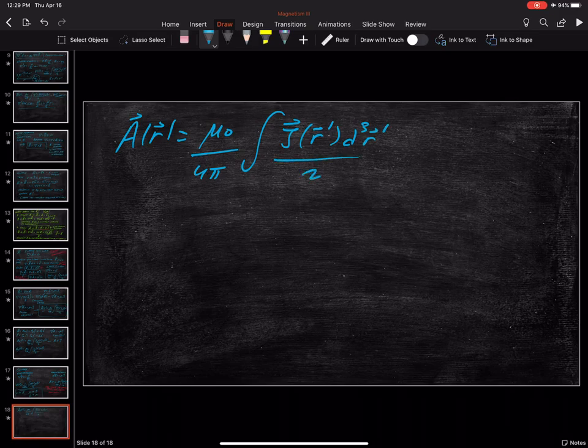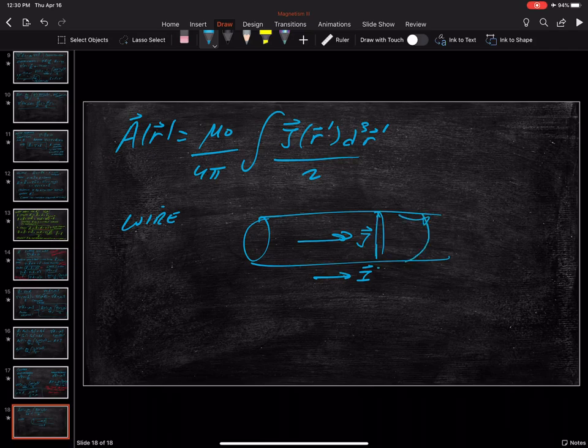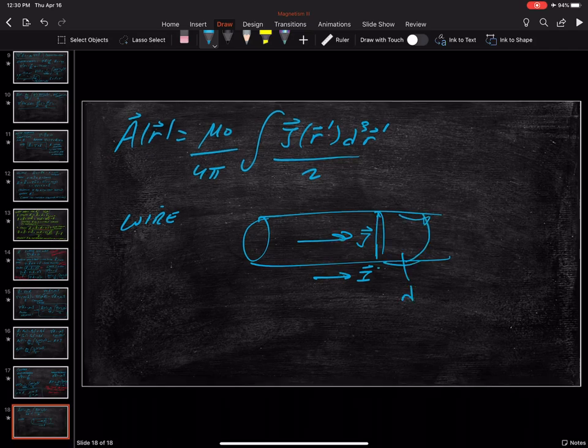Now suppose that this is on a wire. And here's your wire. Your J heads in this direction. Your current also heads in that direction. And what is it that you're doing? Well, you're breaking this thing up into little sections, little d3R primes. And you're figuring out the magnetic potential from each of these little sections when it's got this J here, and then you're just integrating over it. So the same thing we've been doing.